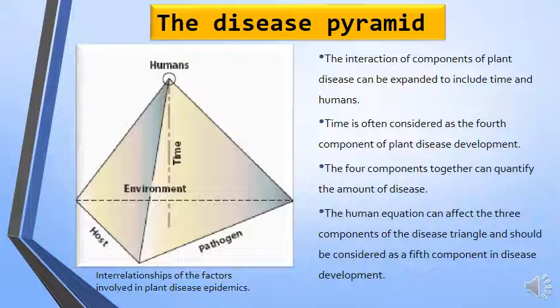That means we now have two expressions, disease triangle and disease pyramid. Disease triangle, if we talk about the three main elements that can develop the disease on the plant: host, pathogen, and favorable environmental conditions. But if we talk about the disease pyramid, that means we talk about the 5 elements which can affect the development of the disease, including the host, pathogen, and favorable conditions, time, and human.